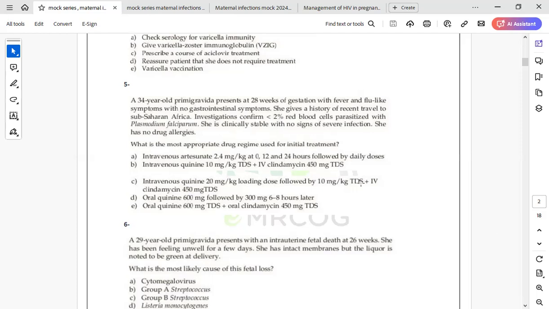Here we have a case of malaria. And the thing about malaria is that many doctors don't know the difference between mild malaria and severe malaria. Here we have a patient with fever and flu-like symptoms, no GIT symptoms, recent travel to sub-Saharan Africa, and the investigation confirmed less than 2% of RBCs parasitized by Plasmodium falciparum. Please tell me, from this scenario, is this mild malaria or severe malaria?